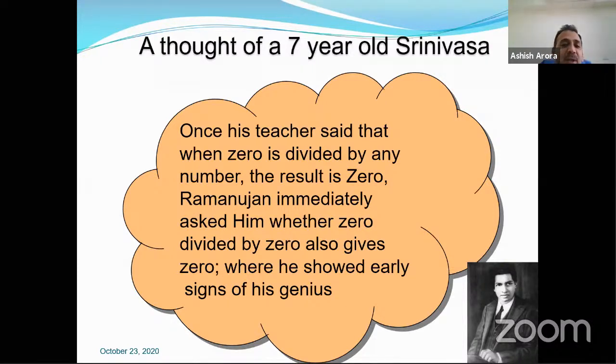If we distribute 0 apples among the students of a class, every student will get 0 apple. So however many students we divide 0 apples among, every student will get 0 apple.